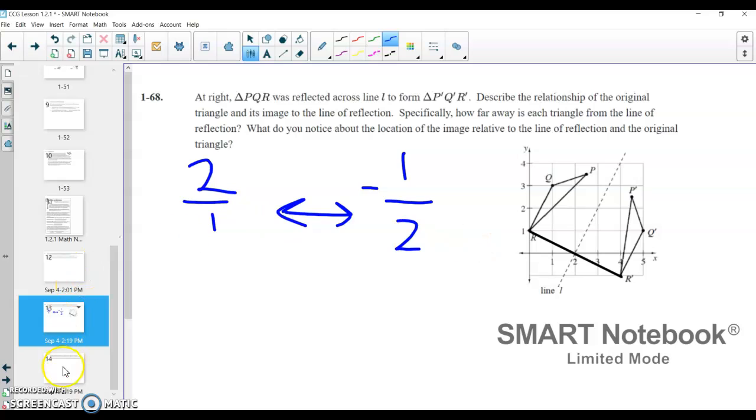And to address the problem that we were going to get to, this is what we're going to use. We're going to use the idea that once a shape has been reflected, you should always be able to use the opposite reciprocal slope of the line of reflection to travel from the original point to the new point. Again, you should always be able to use the opposite reciprocal slope of your line of reflection to travel from your original point to your new point.